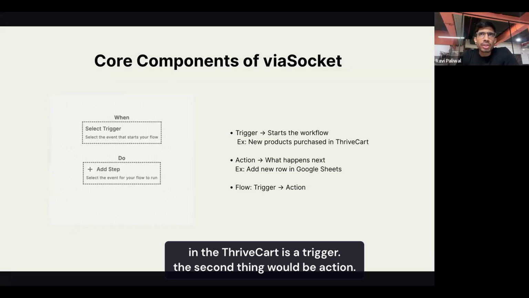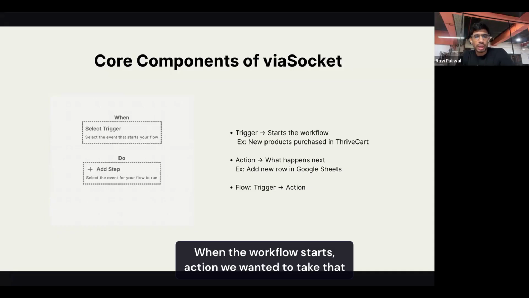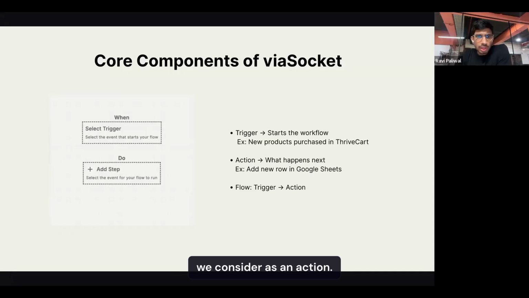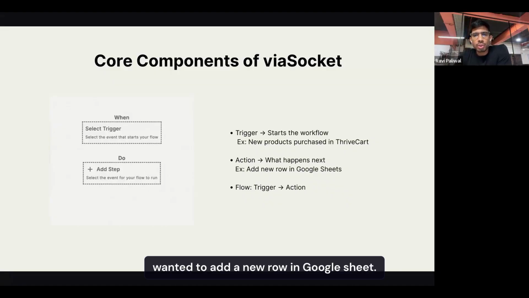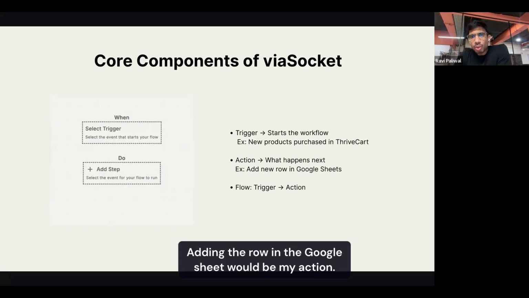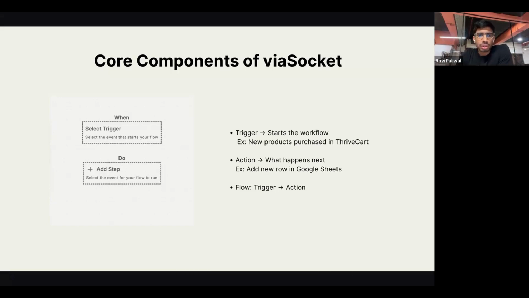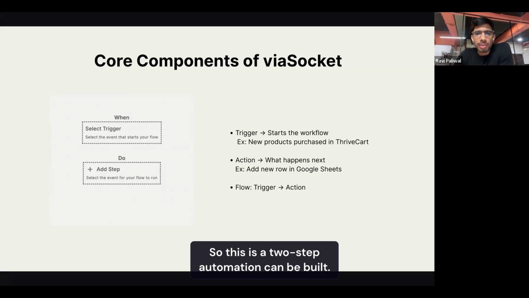And the second thing would be action. When the workflow starts, what action we wanted to take, that we consider as an action. Now here in the example, whenever there is a new purchase in ThriveCart, I wanted to add a new row in Google Sheet. Adding the row in the Google Sheet would be my action. So this is how a two-step automation can be built.